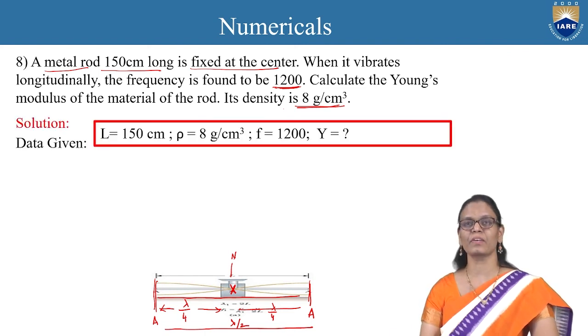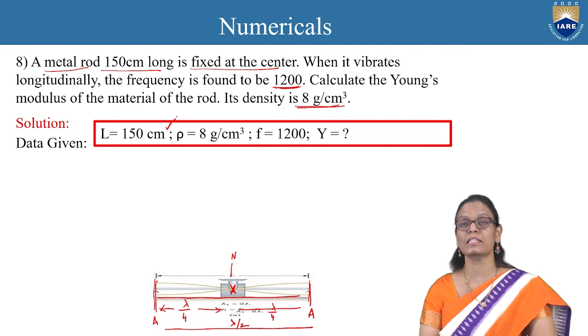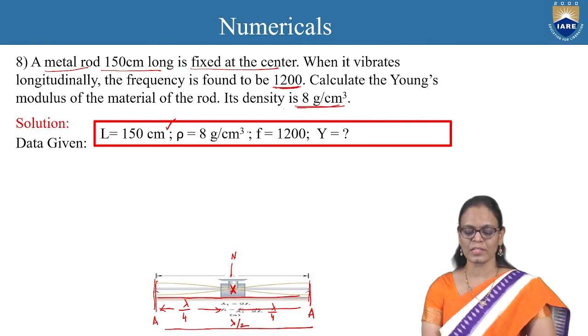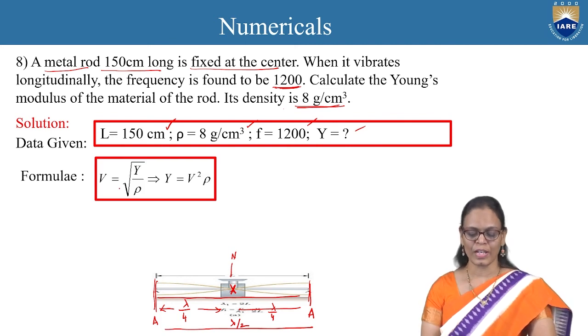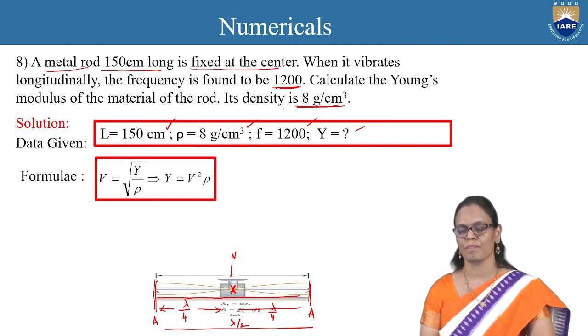So what is the data given? L is given as 150 centimeter. Rho is given as 8 grams per centimeter cube. And the frequency is 1200. We have to find Y. So what is the formula for Y now? V is equal to under root Y by rho. So Y is equal to V square rho.